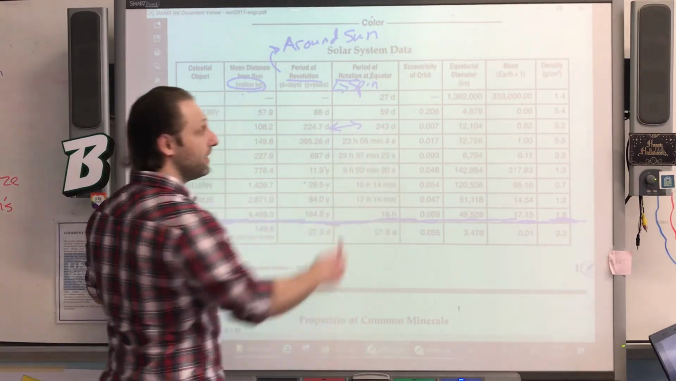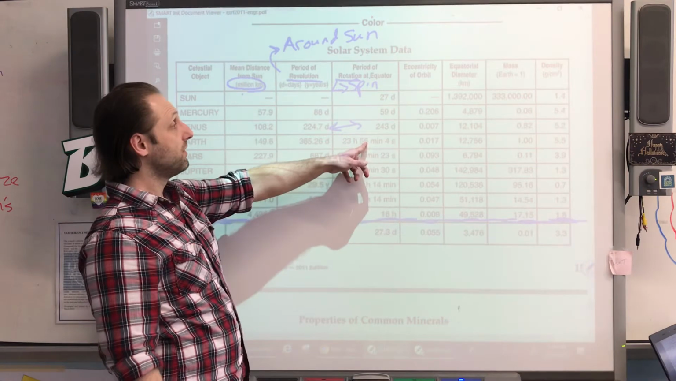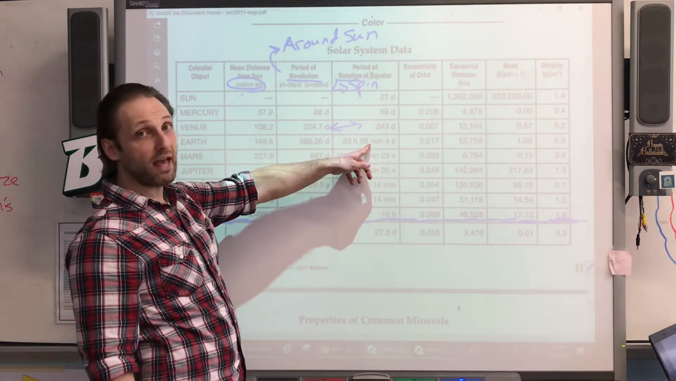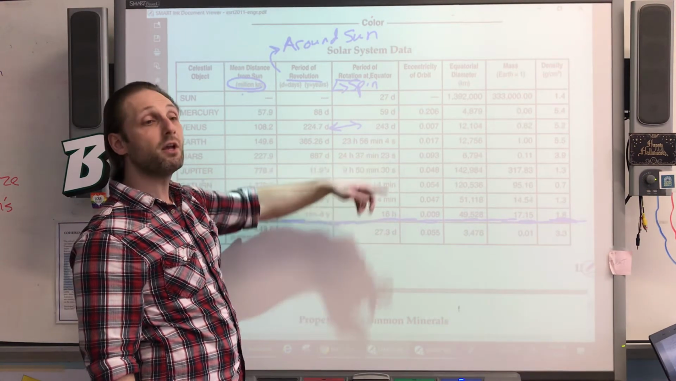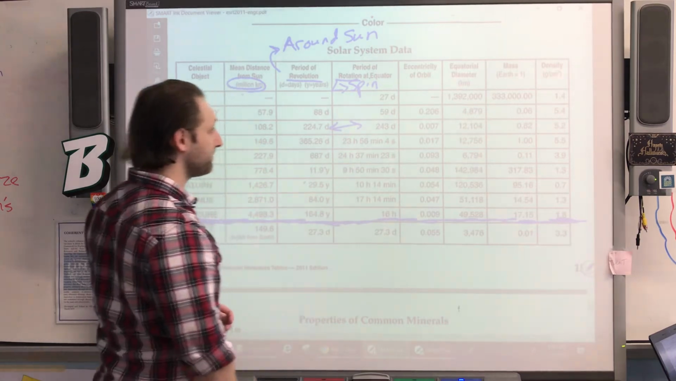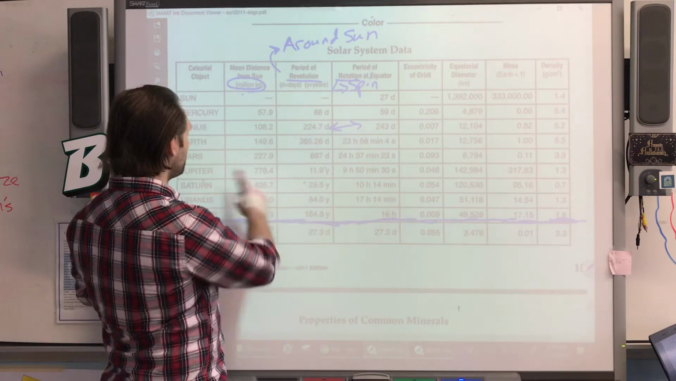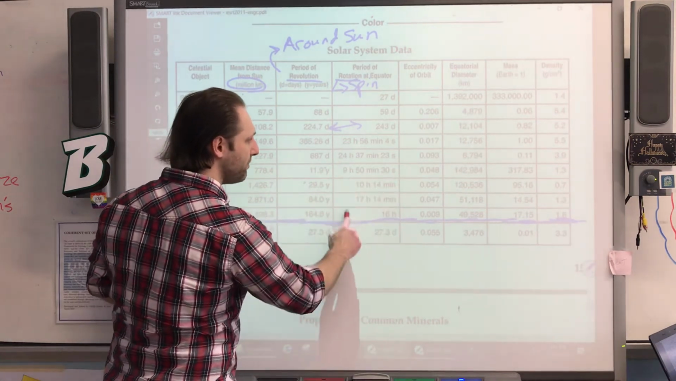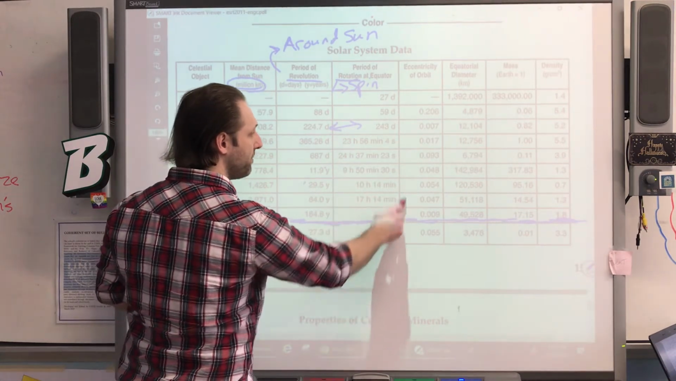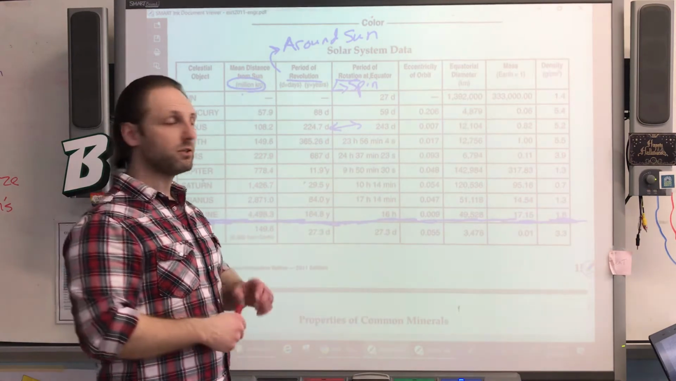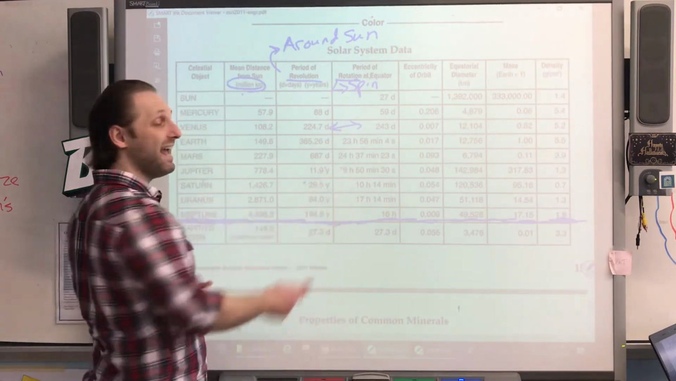Earth's day, we're short 3 minutes, 56 seconds every day from 24 hours. That's why we add a leap day to the calendar. Okay? Now, Mars is very similar to us. Jupiter, the bigger the planet, the faster it rotates. 10 hours.